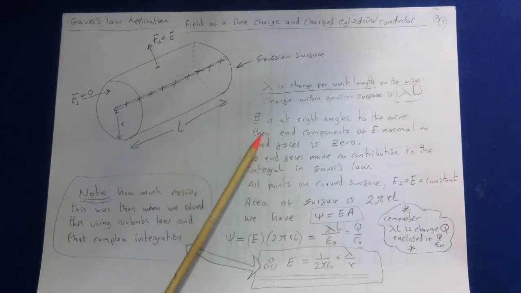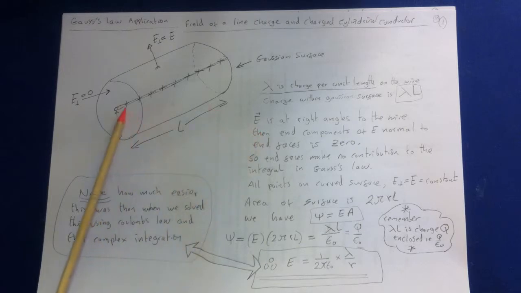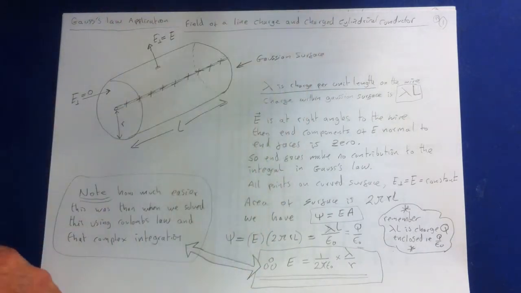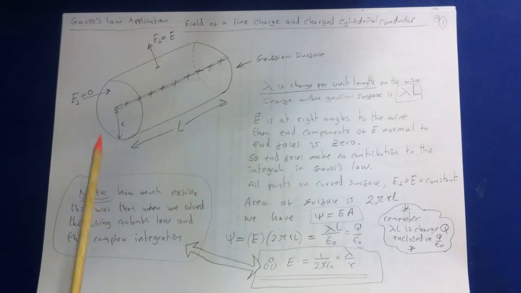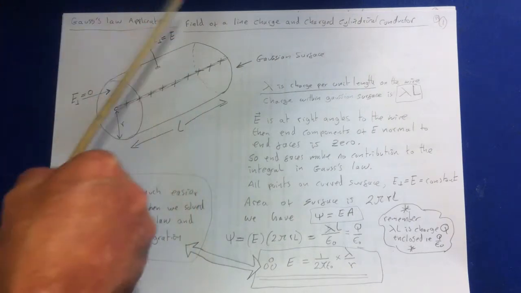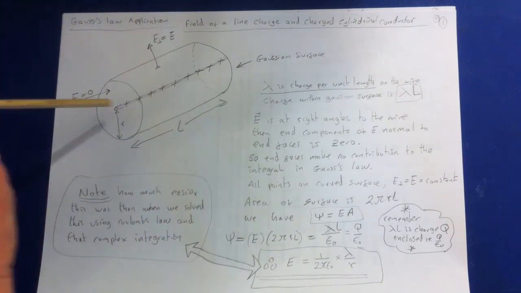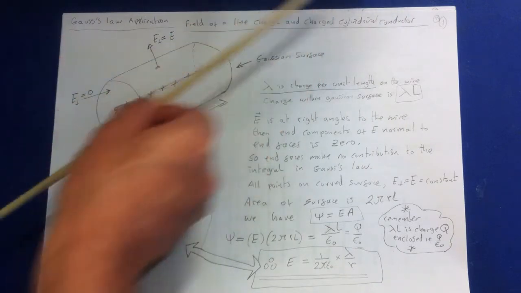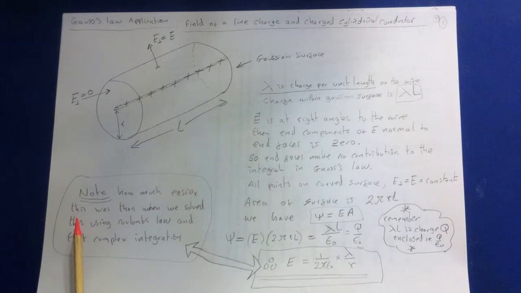Since the electric field E is at right angles to the wire, the component of E normal to the end faces is 0. Since the electric field is going like this, there's no component of E coming in this direction and no component of E going in that direction. So the normal components at the ends are 0. Thus the end faces make no contribution to the integral in Gauss's law.